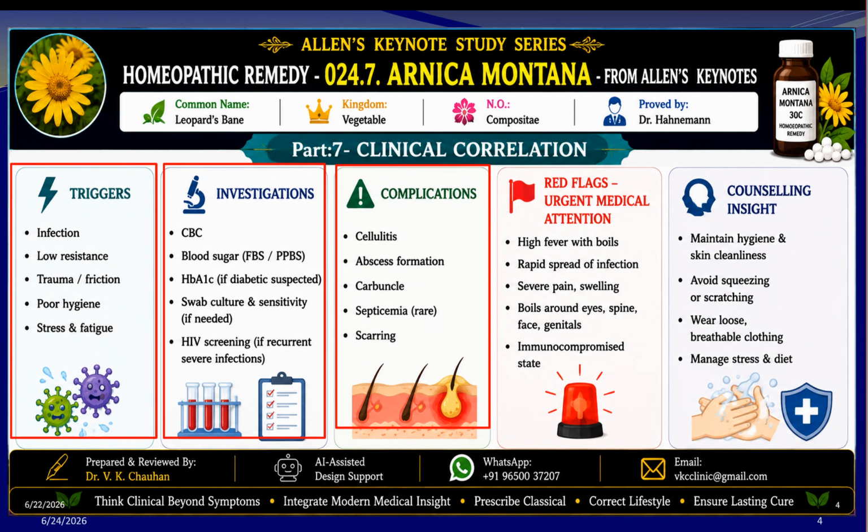Next important thing, complications. Always keep in mind cellulitis, abscess formation, carbuncle, and there can be septicemia, which is rare but a serious complication, and scarring is important. Looking at these complications, please remember they are associated with high fever, rapid spread of infection, and there can be severe pain and swelling.